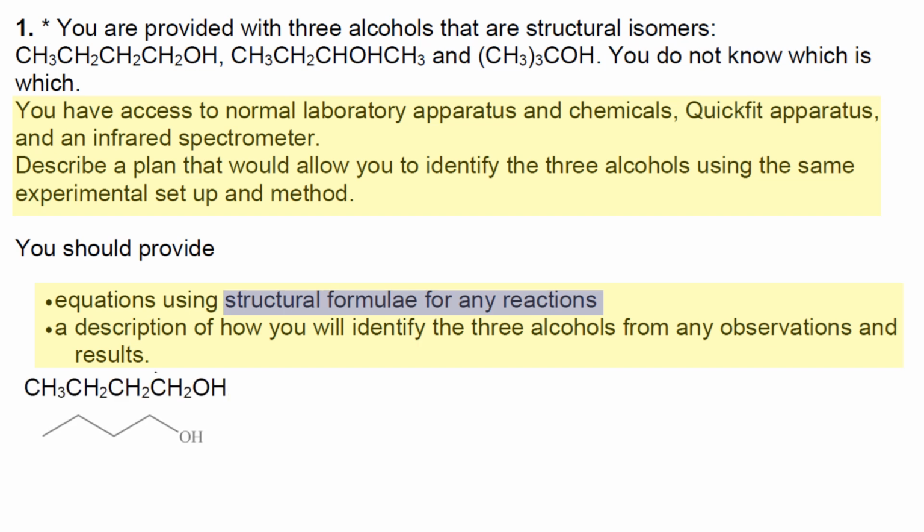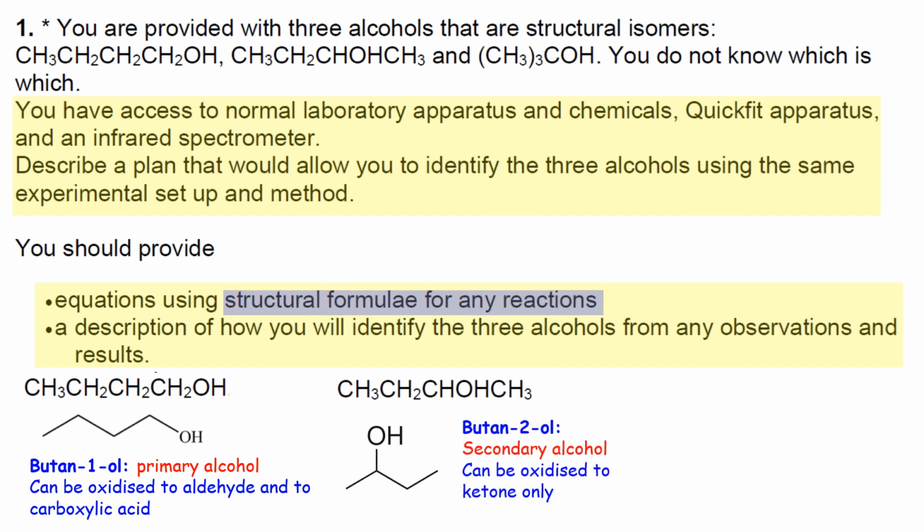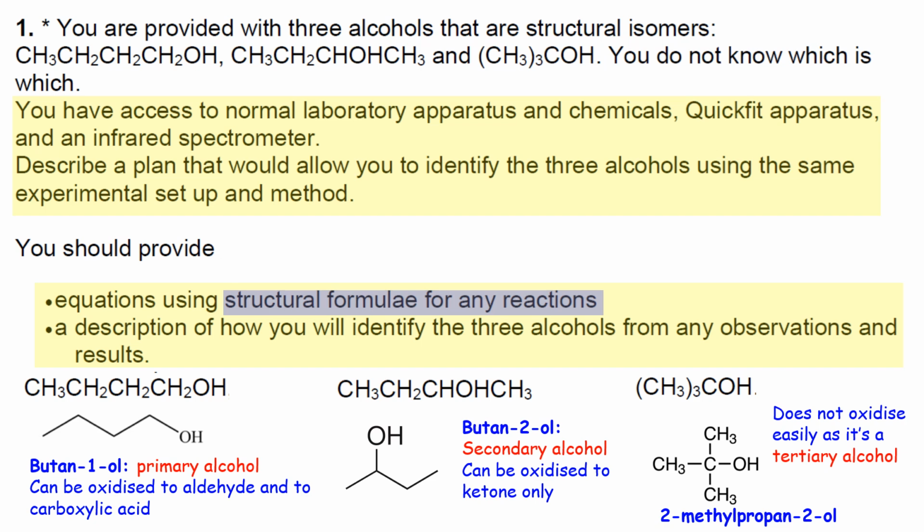Taking our 3 alcohols, the first one is butan-1-ol, which is primary, and just recalling your alcohols' oxidation reactions, that's obviously going to be oxidized to an aldehyde and possibly to a carboxylic acid as well. With a secondary alcohol, such as butan-2-ol, it can only be oxidized to a ketone. And tertiary alcohols like 2-methylpropan-2-ol don't easily oxidize at all.